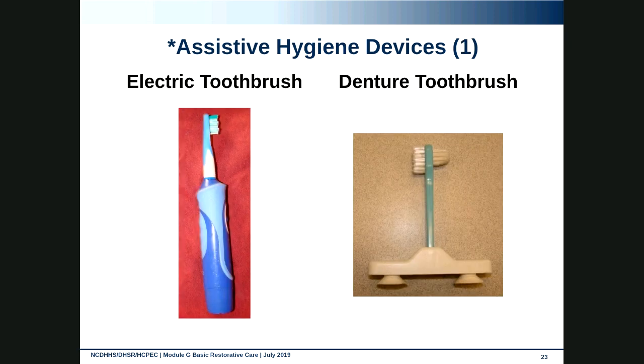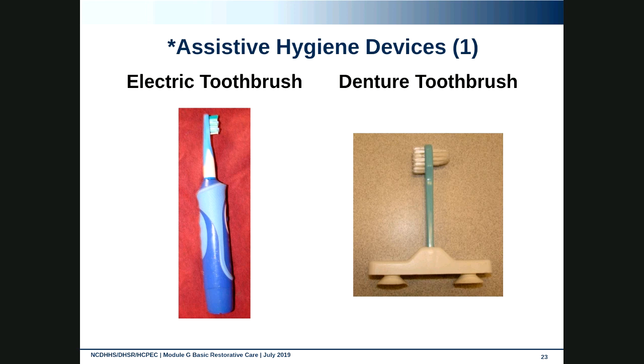Assistive hygiene devices, electric toothbrush. Of course, you turn it on and it provides the vibration. So somebody who may not be able to do the vigorous action of manually brushing their teeth can simply hold the toothbrush and let the electric vibrations clean the teeth while they move it all across their teeth and their mouth.